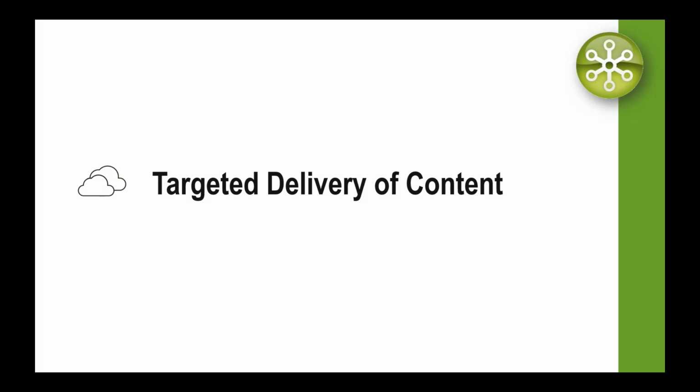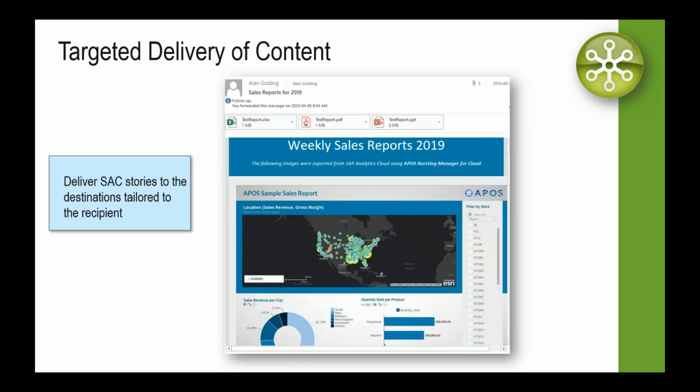Okay, so targeted delivery content. Fred did a good job showing us what we can do there with Publisher for Business Objects, but we can accomplish the same targeted delivery of content for SAP Analytics Cloud. In this screenshot, we're looking at a distribution from SAC to email. That same geomap is actually in the body of the email with some nicely formatted HTML. We've also added attachments on that email in multiple formats: Excel, PDF, and PowerPoint.